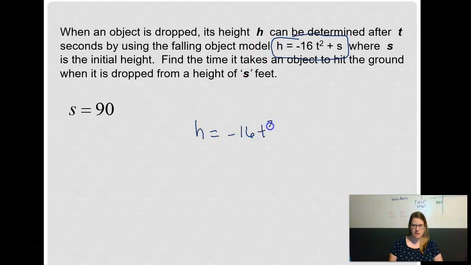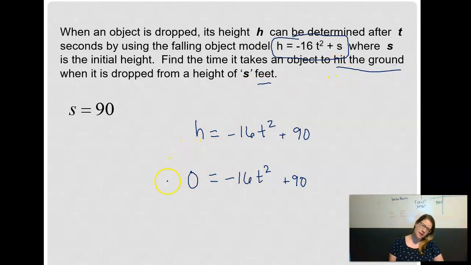Negative 16t squared plus 90. So if we dropped it from 90 feet here, we want to know how long it will take to hit the ground. So when something hits the ground, what's its height? Its height would be 0, right, once it hits the ground. So we want to find out how long it took to go from 90 feet to 0 feet. So that's why I'm putting a 0 here where h is, because it's asking us to find the time it takes to hit the ground. And if it hits the ground, that means it's got 0 feet height.